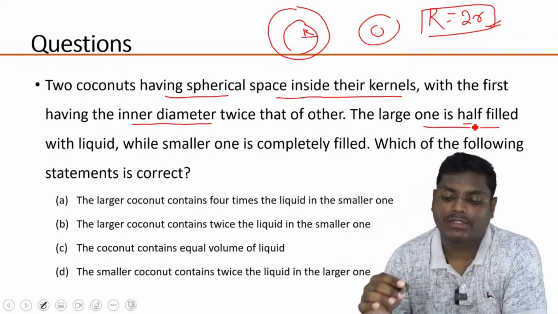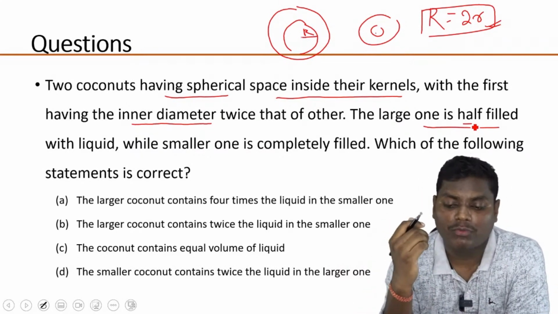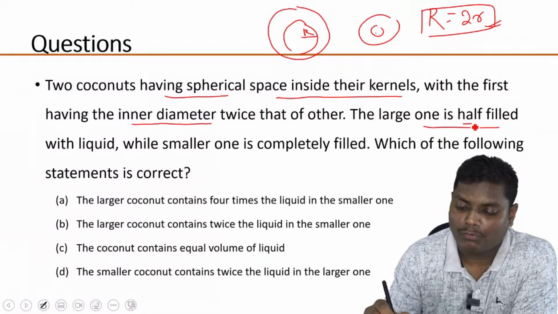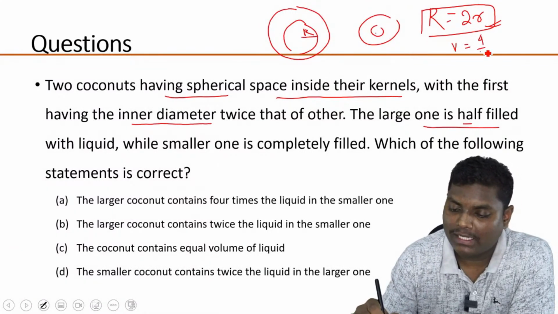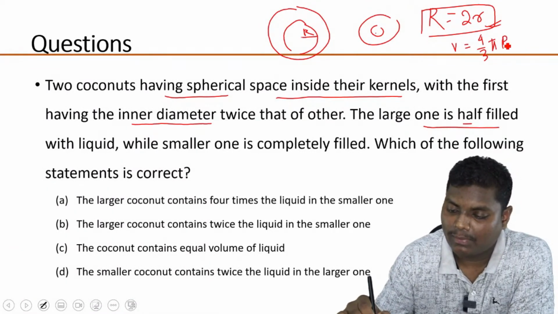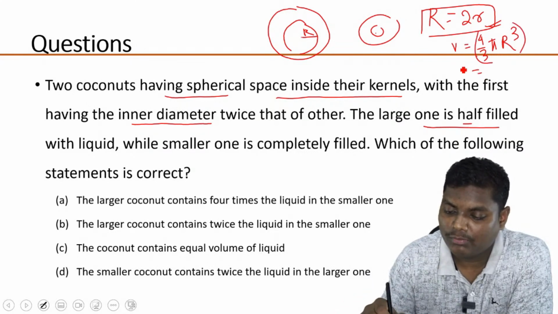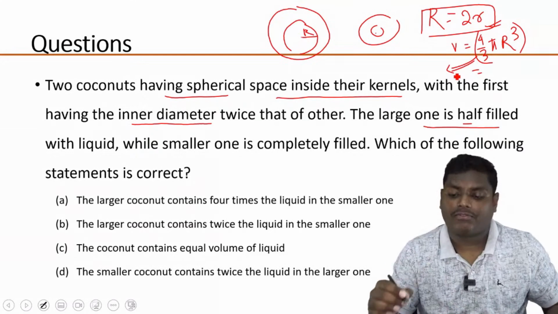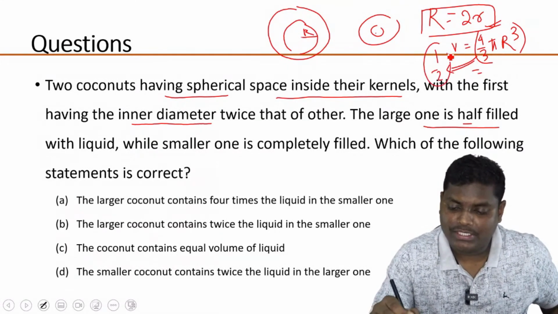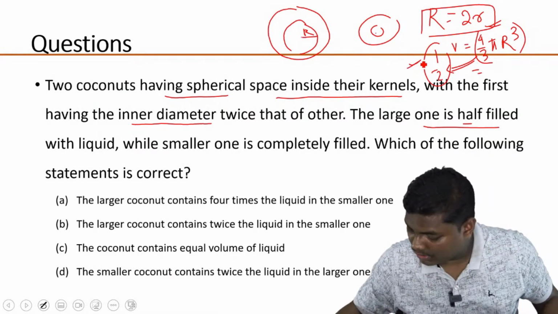So you just need to consider that when you are writing the formula for the volume. The volume is 4 by 3 pi r cube. So just substitute here, but you need to remember that the volume that is filled is half. I think you are confused in that. So you need to put in half and solve it. Okay.